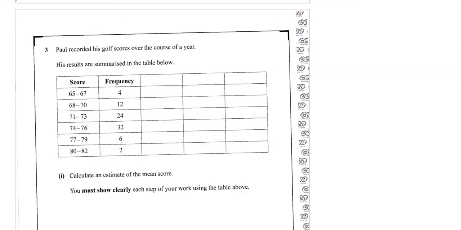Question 3. Paul recorded his golf scores over the course of a year. His results were summarised in the table below. So we've got the scores and frequencies, and it says calculate an estimate of the mean. So I'm going to find my midpoint x first of all. I'll then have an fx column, and we'll be able to go from this.